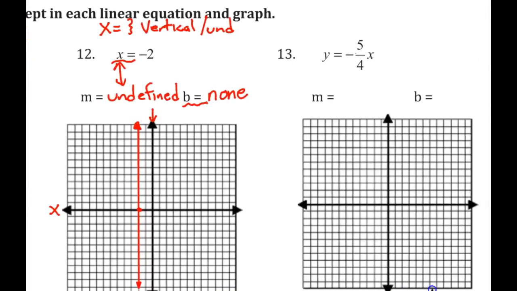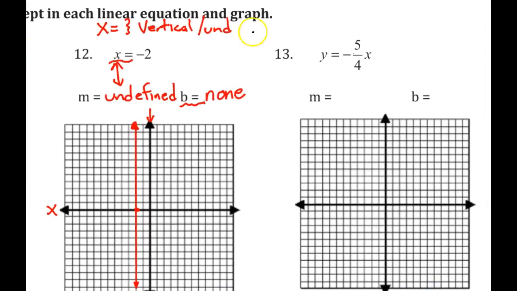Okay, let's look at number 13. Alright, here you can see we have a slope, right? There's the number in front of the x, so we do have a slope, and I'm going to put the negative just on the top. You can put it on the bottom, so you can do -5 over 4 or 5 over -4. Okay, but the negative is on one of them, but not both. It is missing the y-intercept. So if we're missing the y-intercept, we're going to use 0, which means start at the origin, 0, 0.